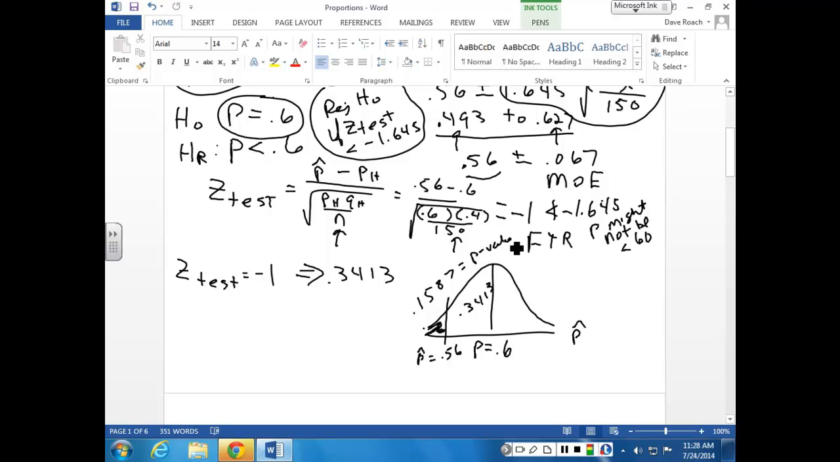So remember, we would reject H0 if the p-value is less than whatever we have for a level of significance. 0.1587 is not less than 0.05. So we fail to reject H0. They shouldn't claim that it's less than 0.6.